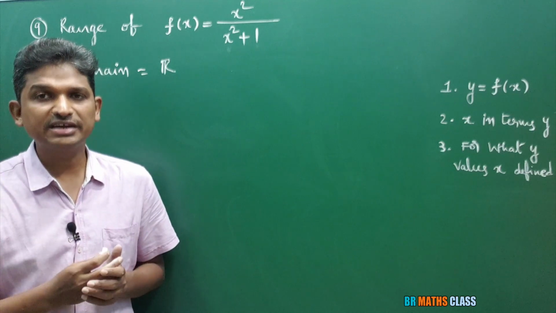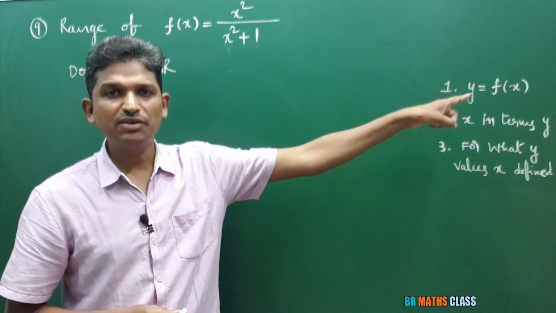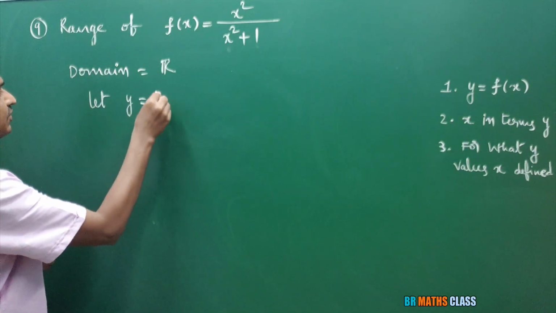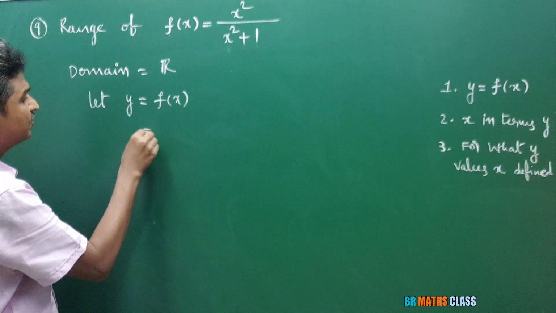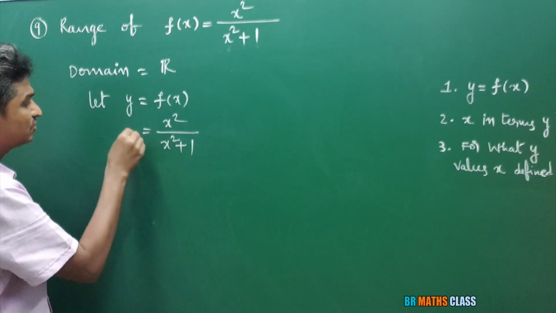Now I need to calculate the range. To calculate the range, I will follow these 3 steps. First step is what? You take the given function f of x as y. So what is f of x? In the question they have given that f of x is x square divided by x square plus 1.